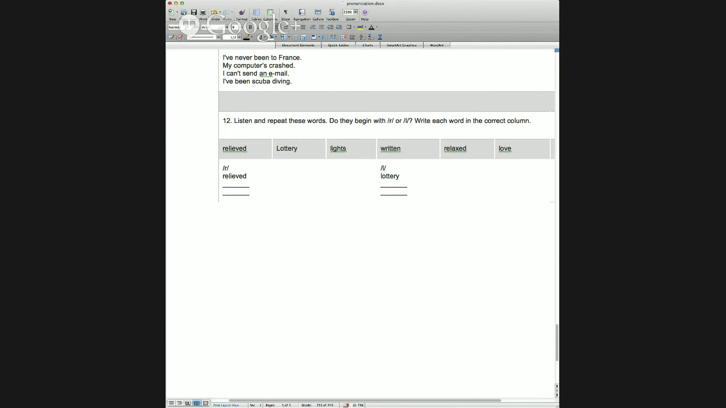Maybe a double T in the middle of the word, like written, something like button. Button, not D and not T. It depends on where you're from. Push the button. We don't say button with a clear T. We say it almost like this. Button. Push the button.